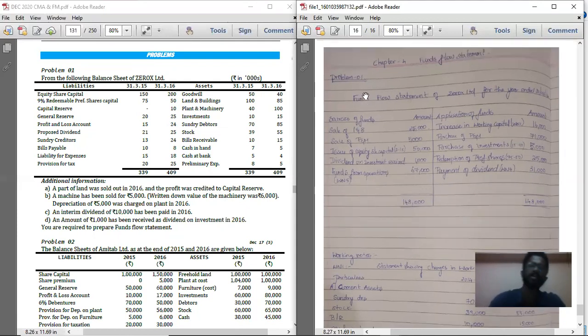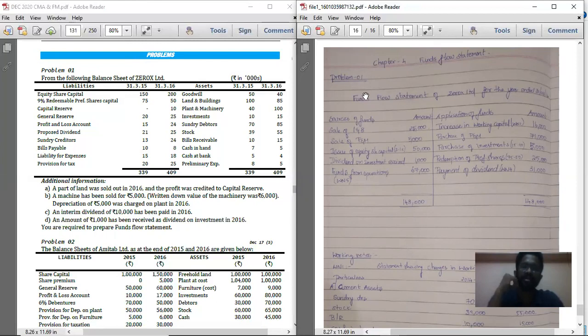Come to the solution. Chapter number 4, Fund flow statement. Below that, problem number 1. Fund flow statement of Xerox Limited.